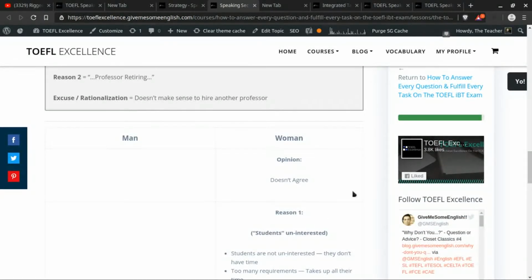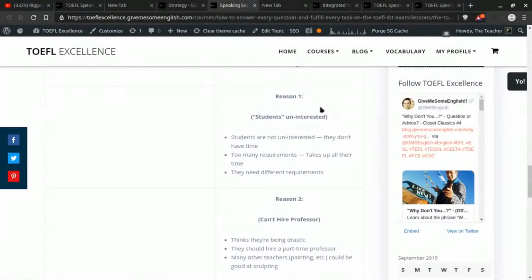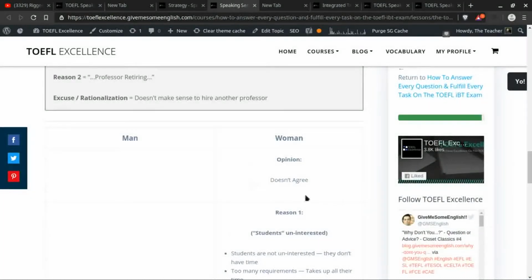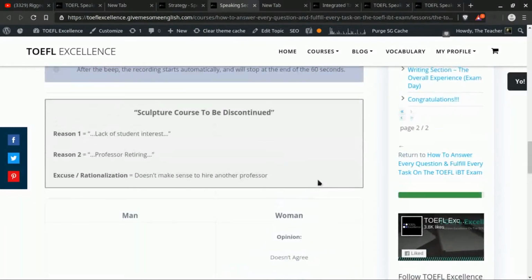Now, the woman said that she doesn't really agree with the situation because she says it's not that the students are uninterested, it's just that they don't have enough time because they have too many requirements and they just need to have fewer requirements. The other reason she said was that she thought they were being drastic by not wanting to hire another professor, because they could hire a part-time professor or even one of the professors that teaches another class, like the painting class, could also be the new sculpting professor. And so that's mainly why she doesn't really like the idea about the change.